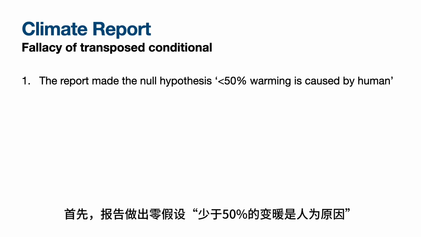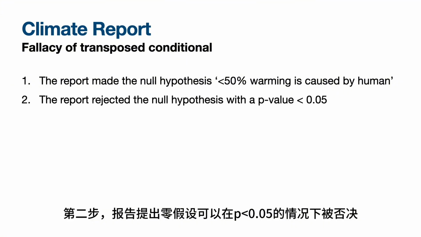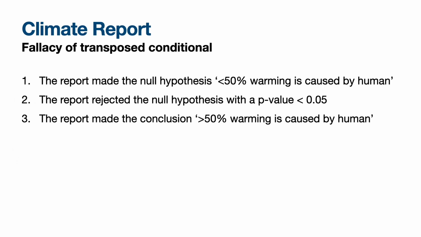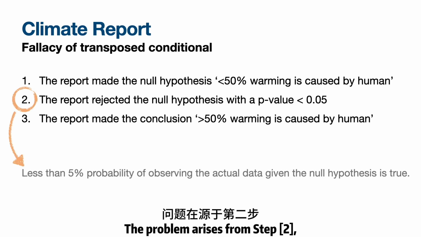Step 1. The report made the null hypothesis: less than 50% warming is caused by humans. Step 2, the report rejected the null hypothesis with a p-value less than 0.05. And then third, the report made the conclusion: more than 50% warming is caused by humans. So the problem here arises from step 2.